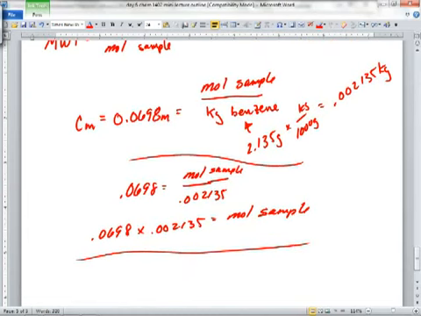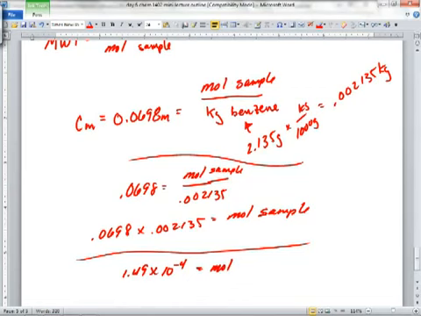Okay. 0.0698 times 0.00213. I get about 1.49 times 10 to the negative 5. What did you get? Oh, let me write down what you got. Yeah, 1.49 what? 10 to the negative 4.